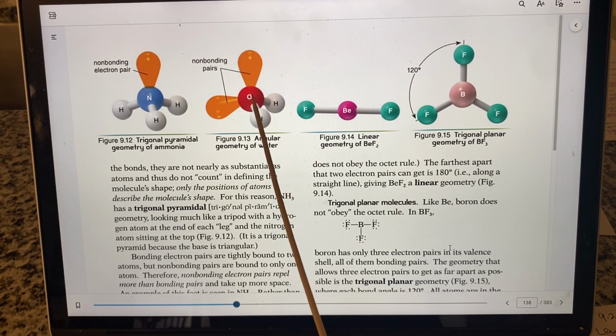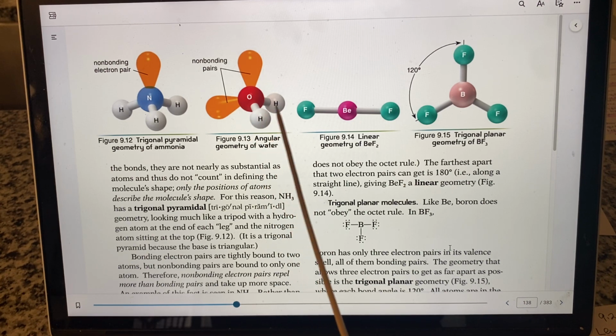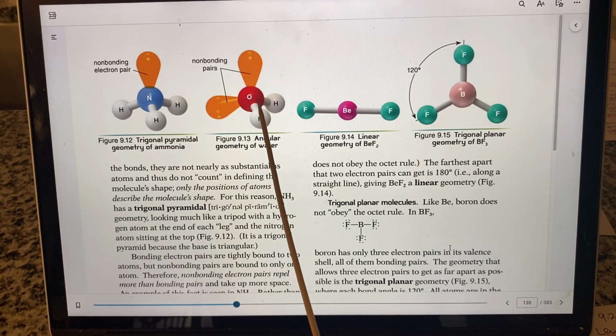Well, because this pair, any electrons that are not paired have more power than electrons that are shared. So these have more power, so these are pushing these 2 hydrogens to this side. So you have the oxygen on this side, and it comes at an angle. That's angular. So remember, it's only 2. So we know it's not going to be tri, it's not going to be tetra, it's going to be 2.